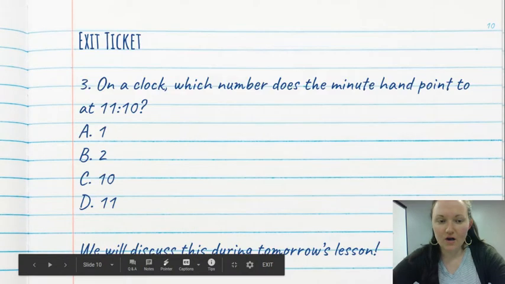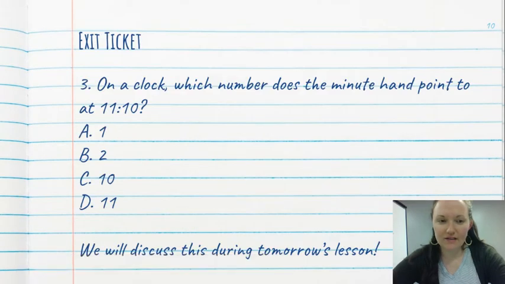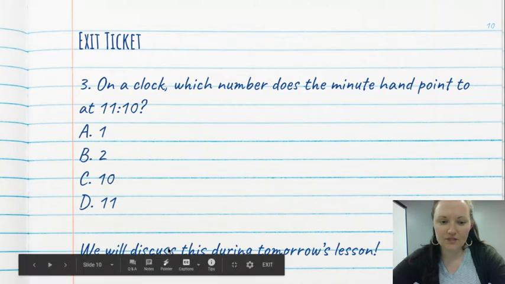Now, on the back side of your paper, it should be blank. It says, on a clock, which number does the minute hand point to at 11:10? Is it 1, 2, 10, or 11? We will discuss this during tomorrow's lesson.